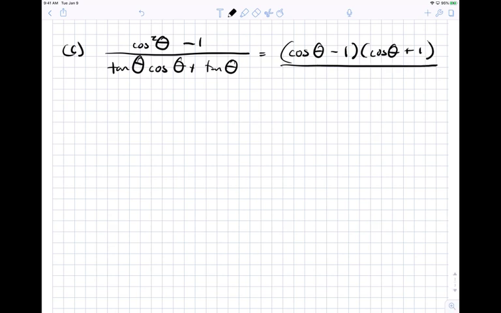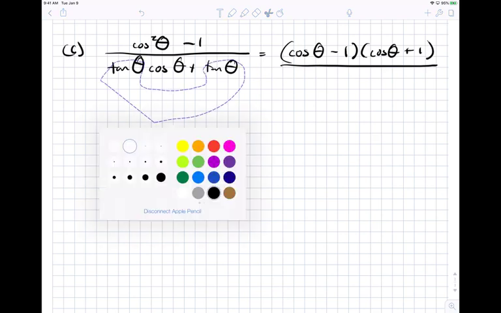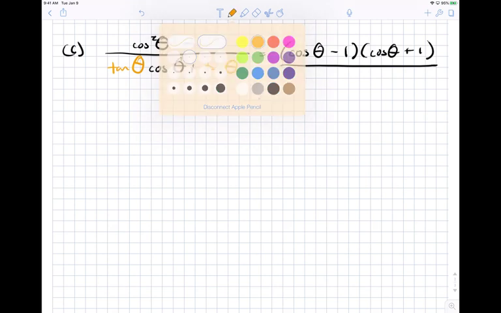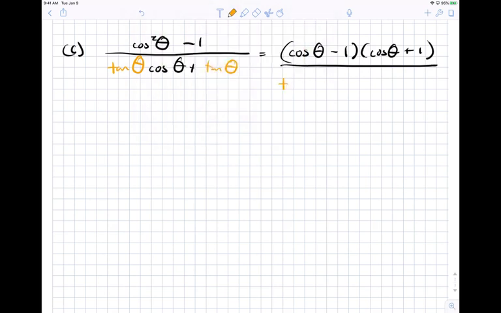Okay, so now if we look at the bottom, what do the two terms on the bottom have in common? They both have tan. So if we factor out the tan, what's left? Plus 1.